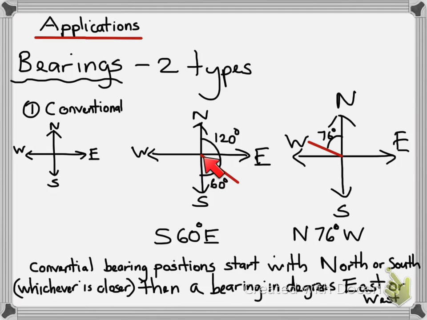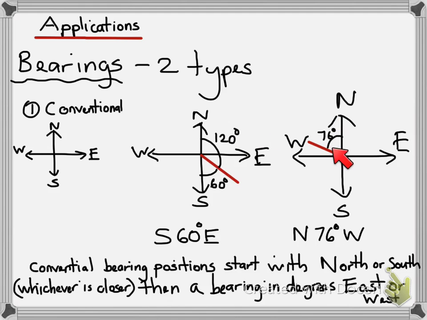In this case, south is closer, so from south we would need to move 60 degrees towards the east. So we write that as south 60 degrees east. So these conventional bearings start with either north or south. Let's have a look at another example.